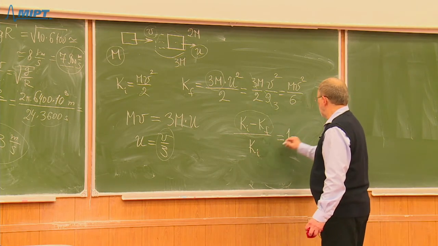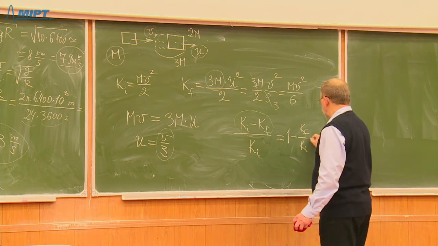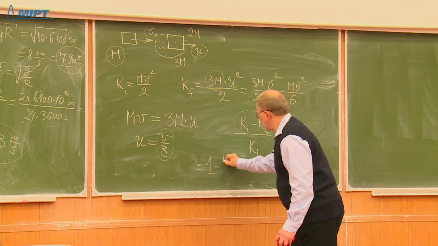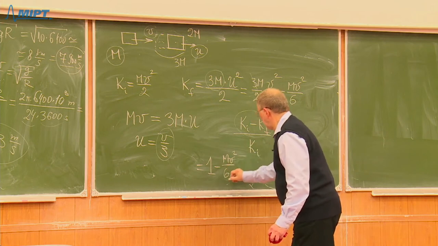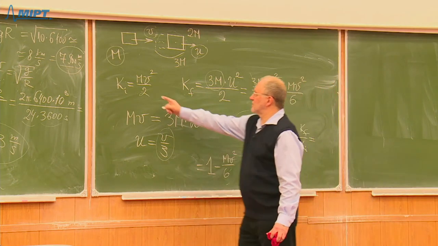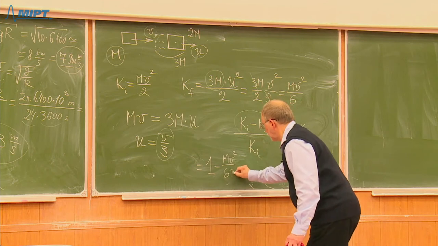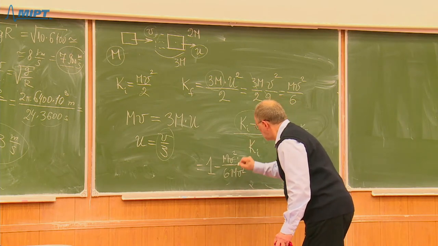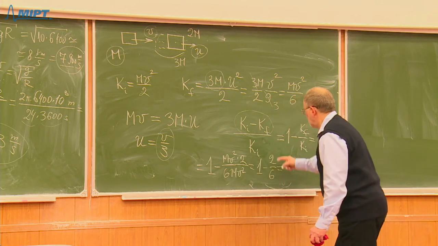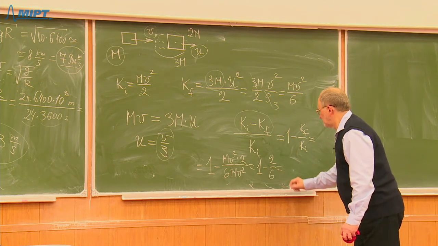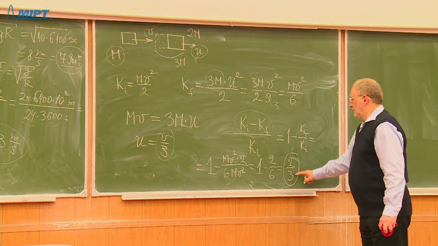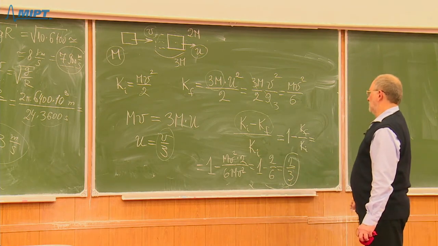It will be 1 minus final kinetic energy divided by initial kinetic energy. And that will give you 1 minus what is final, M v squared divided by 6. And what is initial, which must be in the denominator, that will be M v squared by 2. M v squared divided by 2, and the 2 will go to the denominator. So it will be 1 minus 2 divided by 6. 2 divided by 6 is 1/3. 1 minus 1/3 is 2/3. That is, 2/3 of initial kinetic energy will be lost.